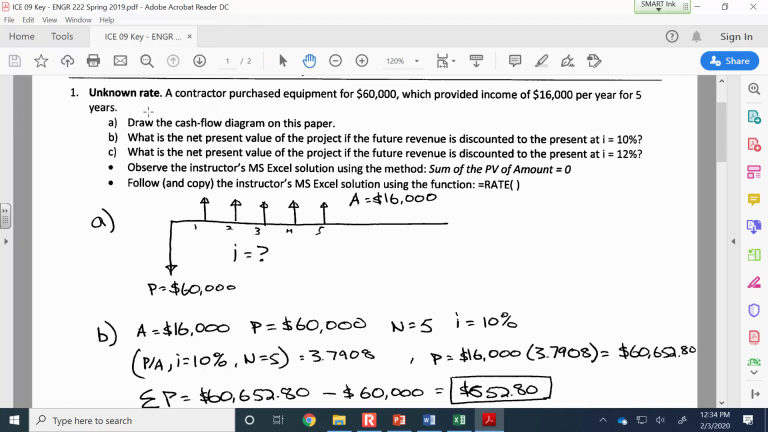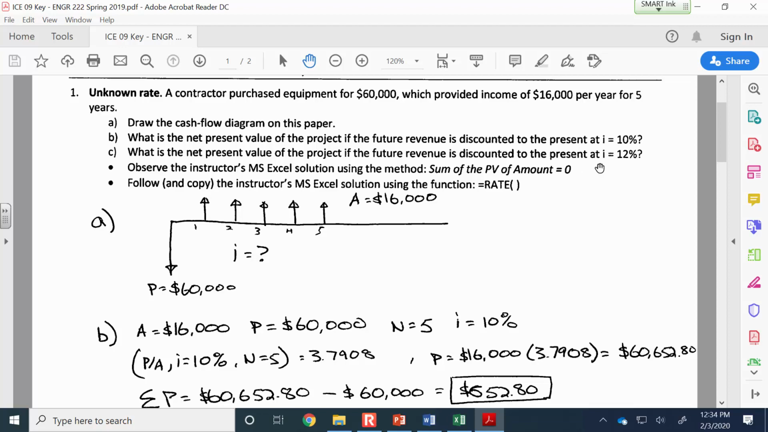If we discount the cash flow at 10%, this project is profitable, which means that your investment of $60,000 now, you're investing $60,000 so you can get $16,000 a year for 5 years. Well, let's say you borrowed the money at 10% interest to do that, then the project is going to be profitable because you get to keep $652. That's the present value of your profits after you've covered the payback on the loan.